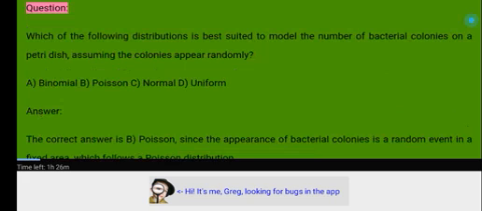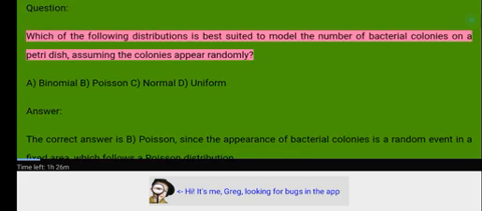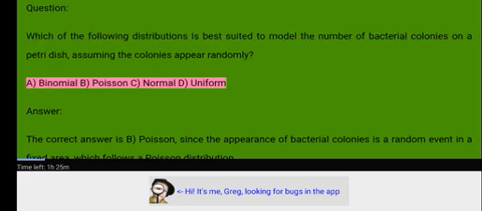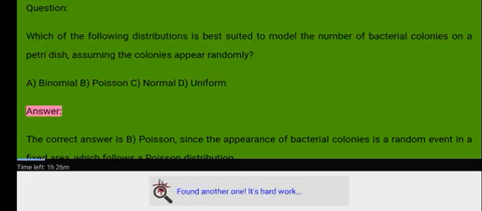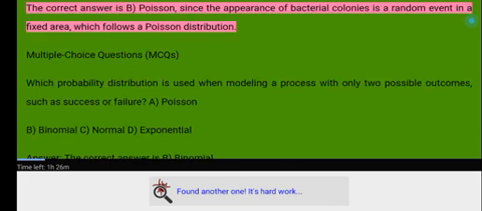Solved previous year question. Question: Which of the following distributions is best suited to model the number of bacterial colonies on a petri dish, assuming the colonies appear randomly? A. Binomial. B. Poisson. C. Normal. D. Uniform. Answer: The correct answer is B. Poisson, since the appearance of bacterial colonies is a random event in a fixed area, which follows a Poisson distribution.